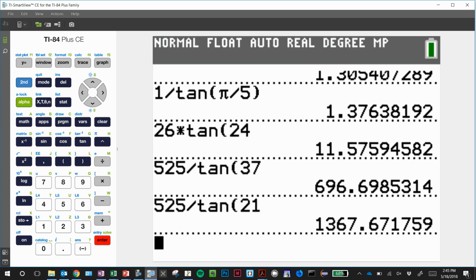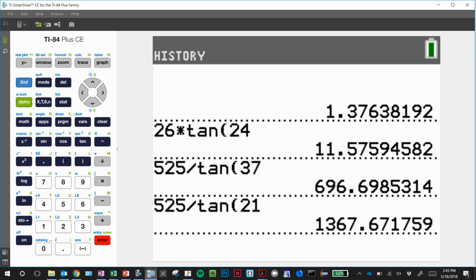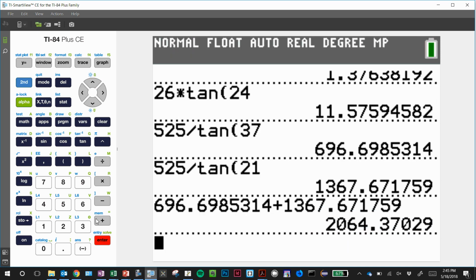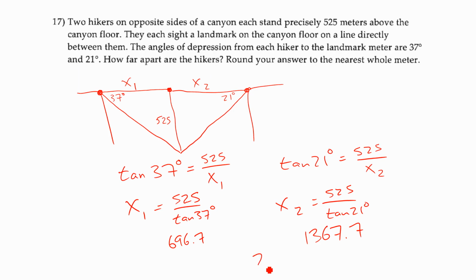And we're going to add these together. Use the actual values. So press up, hit enter, and we'll say plus. Go up and press enter. And we'll get our actual values, and it is 2064.37. It says round to the nearest meter, so 2064. There you go.